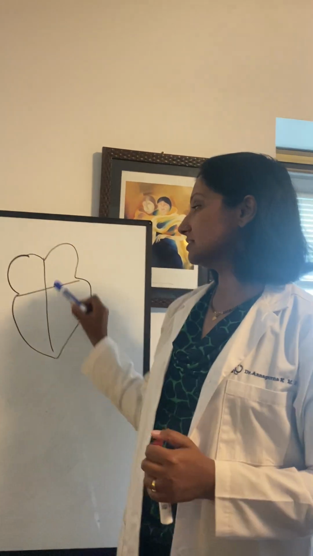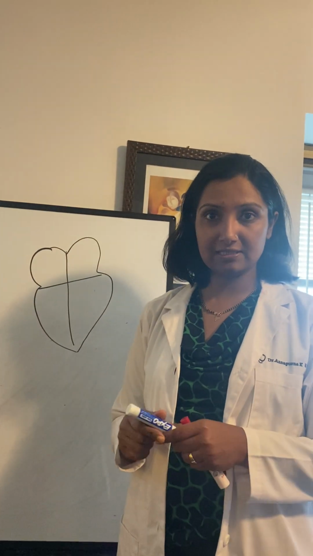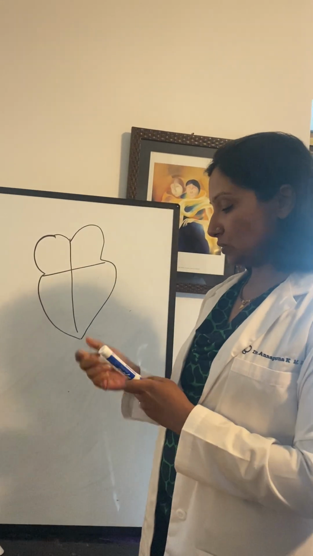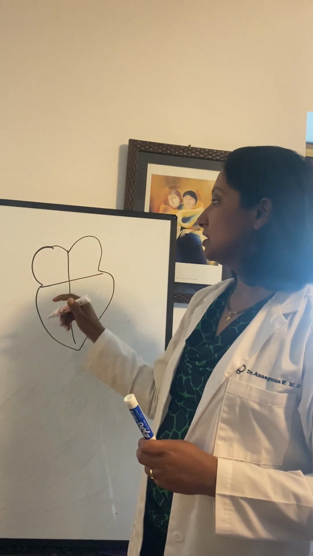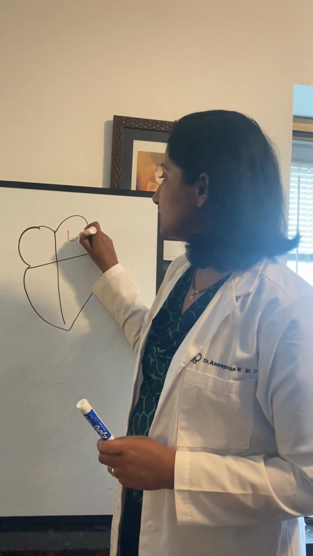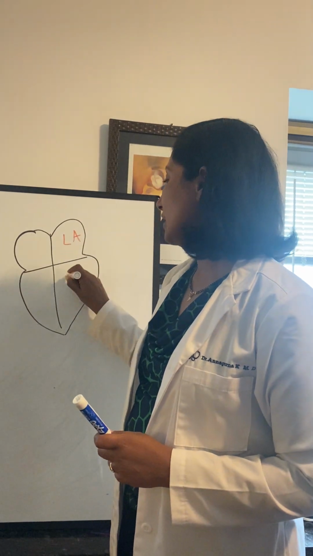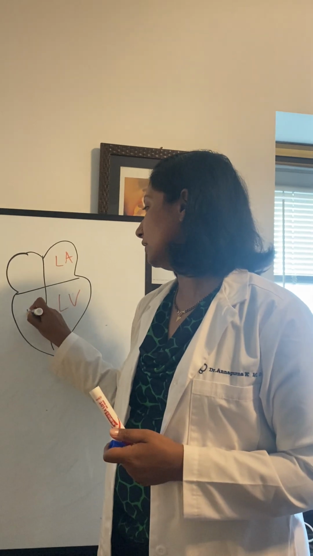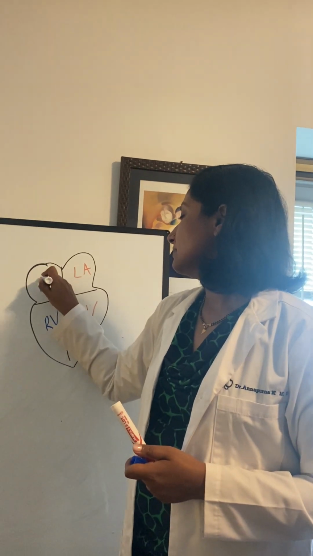Now the human heart can be divided into 4 chambers. It has 2 atria and 2 ventricles. So the atria are the upper chambers. You have the right atrium and the left atrium, and you have the right ventricle and the left ventricle on the lower sides.